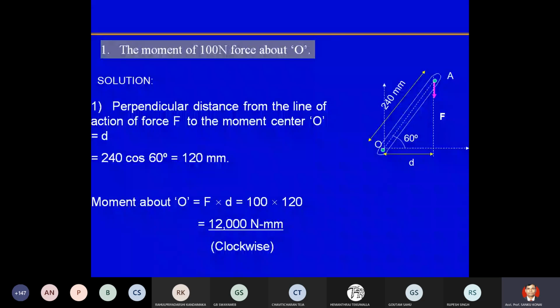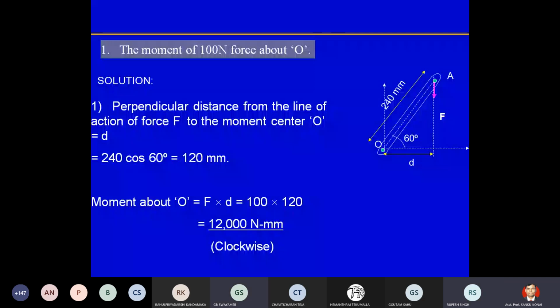That is what is important. Here the force into perpendicular distance is your moment. There is nothing difficult here. Just force into perpendicular distance. 240 cos 60 into F. F is 100, so 100 into 120, that is 12,000 Newton millimeter. The direction is clockwise, so this is a negative moment. Simple.